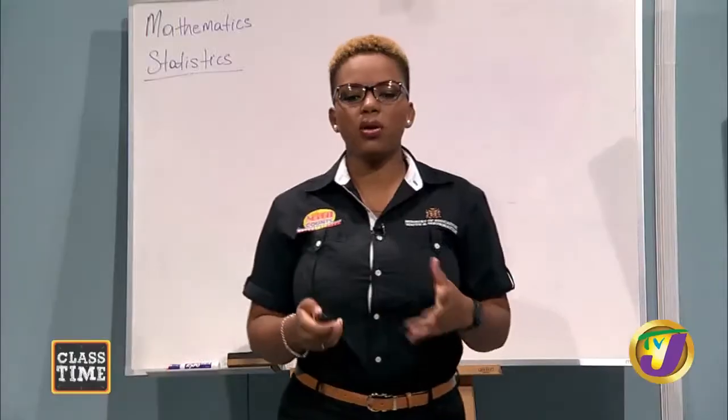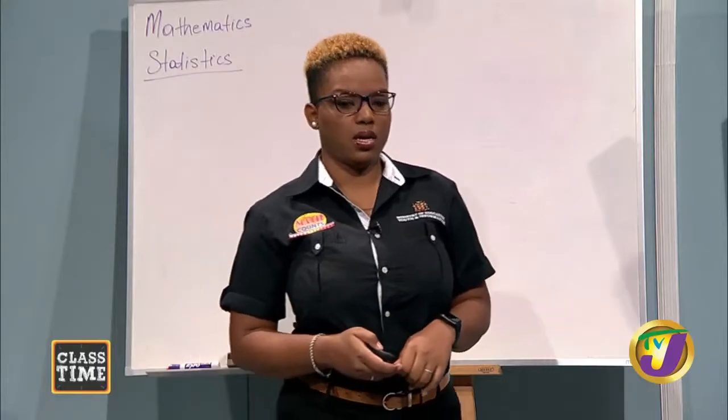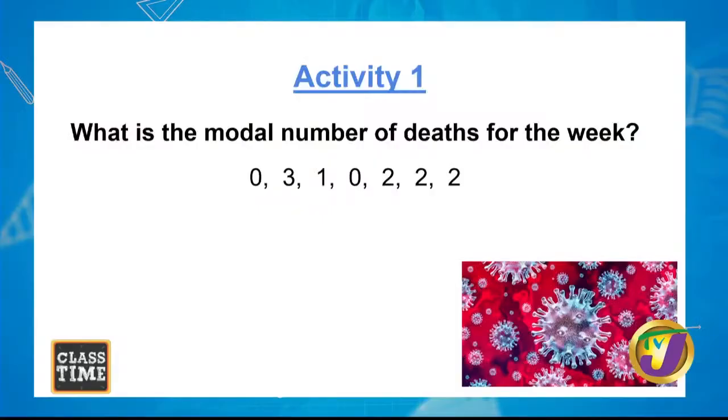All right. So then what is the modal number of deaths for the week? In this case, you would see that 2 is the number that is most frequent. Therefore, the modal deaths for that week would be 2. Okay, easy. I see 2 coming up most, so definitely.